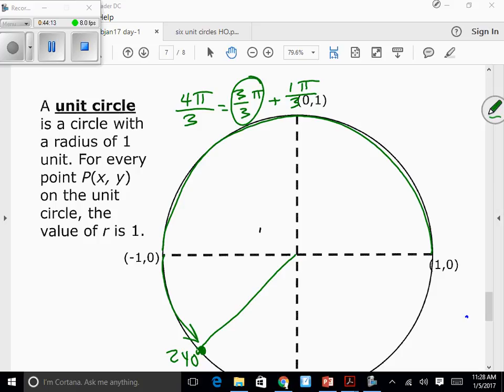So, one standard on the test everyone in this room is guaranteed to get. This is the first standard on the test. They're going to try and make it seem tricky.